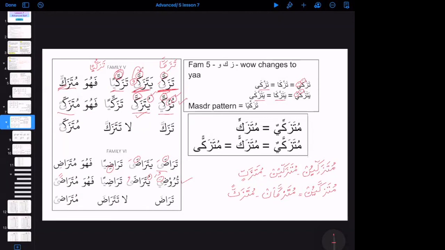Amar, now you go back to the anta mudari version, which is yatarada with the alif maksura at the end. So we drop the alif maksura and drop the first letter, the sign of the present tense. Tarada, which is Amar.